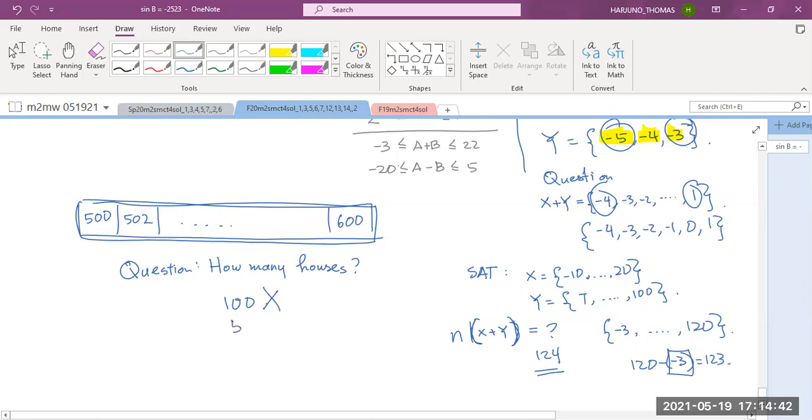Okay. Now somebody says 50. Why? Because there are 100 houses, but you only get even numbers. That's also wrong. The answer is 51. Okay. The difference is 100, divided by 2 means there are 50 houses after house number 500. So there are 50 houses here. If you include house number 500, then there must be 51 houses.